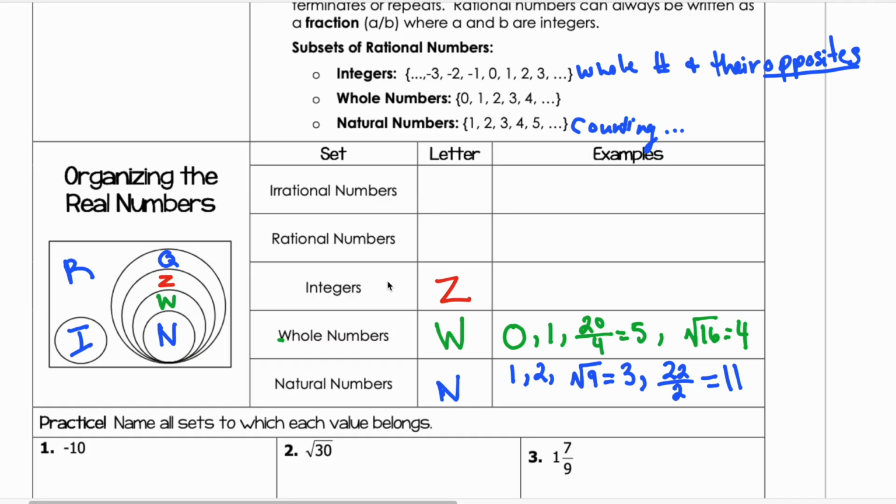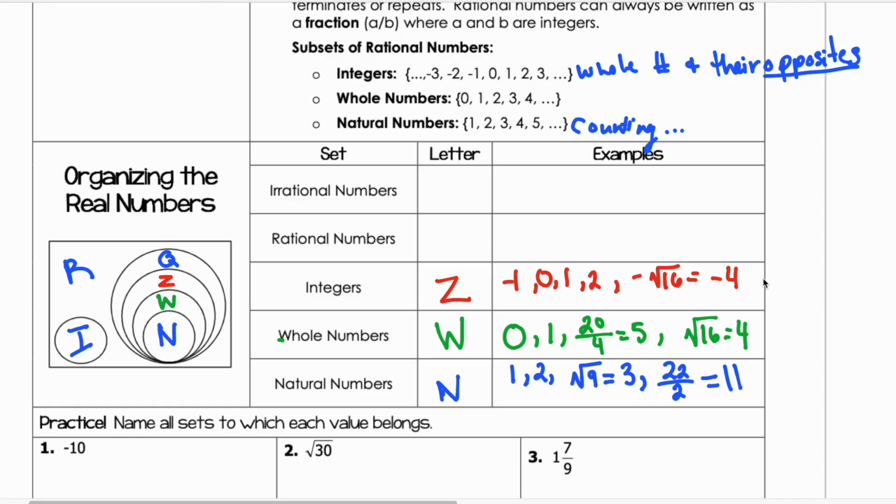All right, so integers are our whole numbers and their opposites, okay? So if we have 0 and we have 1, then we also have -1. If we have 2, then we also have -2. Okay, those are all integers. You might even see that as, let's say, the negative square root of 16. Well, the square root of 16 is 4, and the negative is on the outside. It's not inside the radical, so it would be -4.